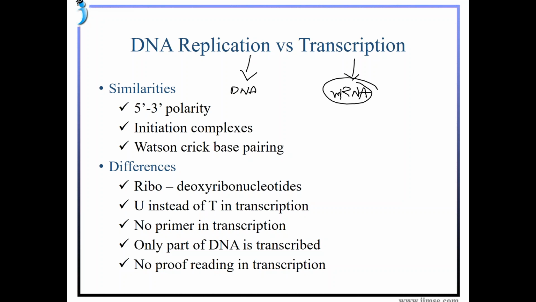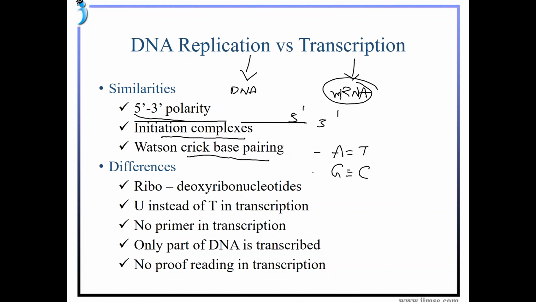So you all know whatever that is synthesized will be in 5' to 3' direction. And both will have initiation complexes. We'll come to this in later part of the topic. What is this initiation complexes? And all will follow Watson-Crick base pairing. That is, your A will bind to T and your G will bind to C only with triple bond.